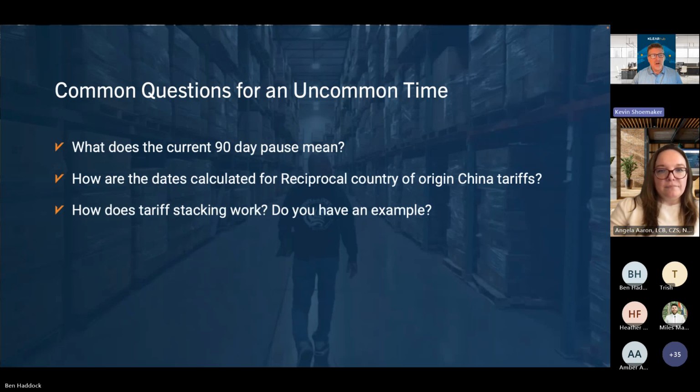Actually, if you don't mind, Angela, we got a really good question in the chat that I think now might be a good time to ask. So the question is how is CBP keeping up with all these changes, and will we, the importer or shipper, be penalized even if there is a delay from CBP's side?